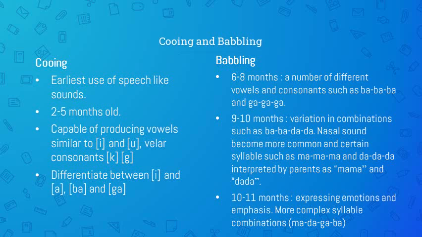At 10 to 11 months, infants express emotions and emphasis. This is characterized by more complex syllable combinations: ma da ga ba.